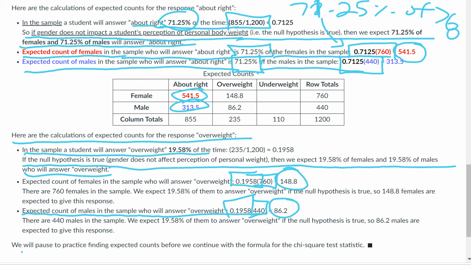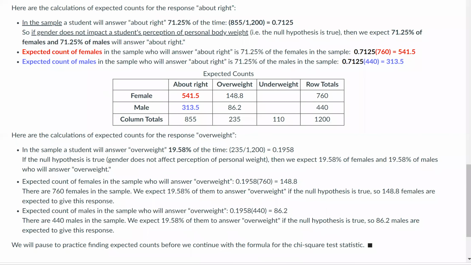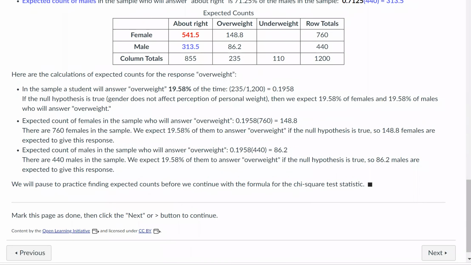So, okay, we'll pause to practice finding expected counts before we continue with the formula for the chi-square test statistic, because it's not super obvious how to do that. It's good to test or practice that first before we move on to the actual chi-square test statistic.